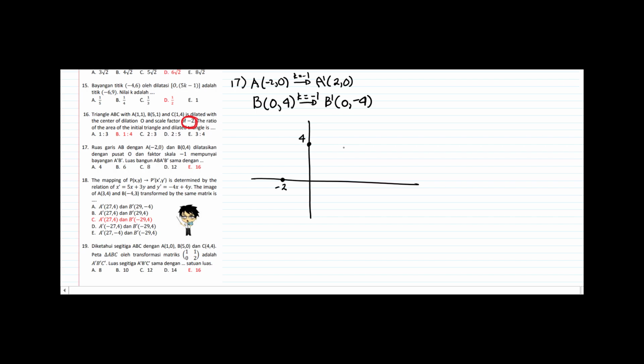And then B accent is (0, -4). And then A accent is (2, 0). Oh, it's a rhombus. Diagonal 1 is 4. Diagonal 2 is 8. So the area equals diagonal 1 times diagonal 2 over 2. 4 times 8 over 2 equals 16, guys.